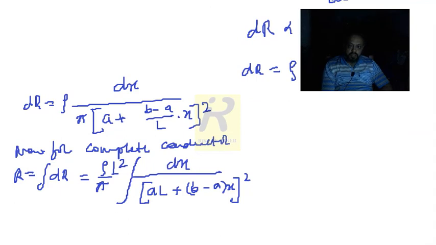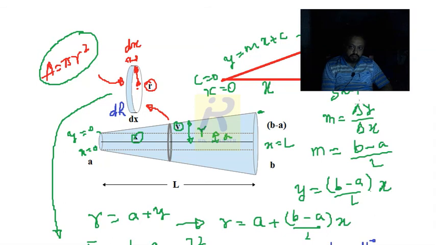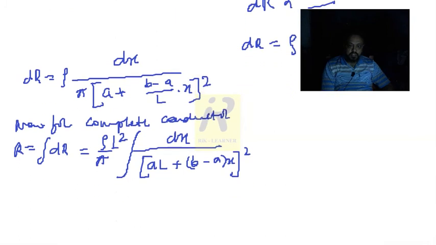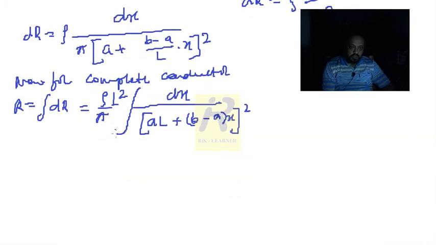Now I have to put the symbol of integration where x is the variable. So x varies from 0 to L. Okay. So x is 0 on one side and x is equal to L on the other side. That means the length of the conductor. So I should put the limit x equal to 0 to L.